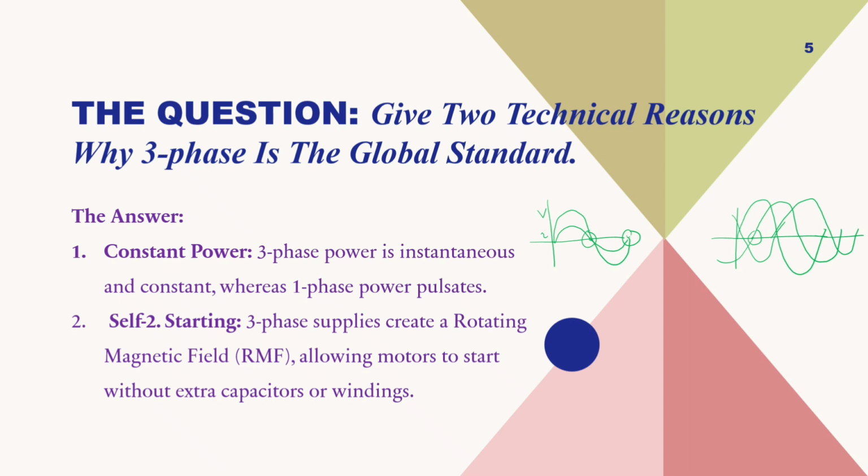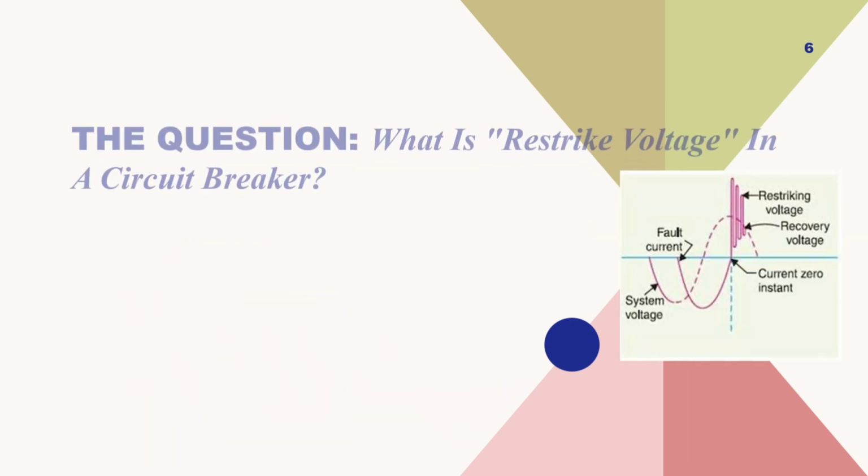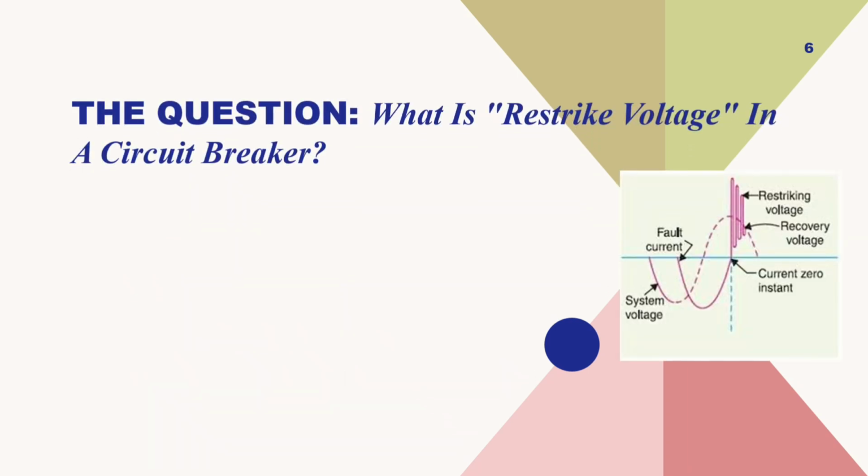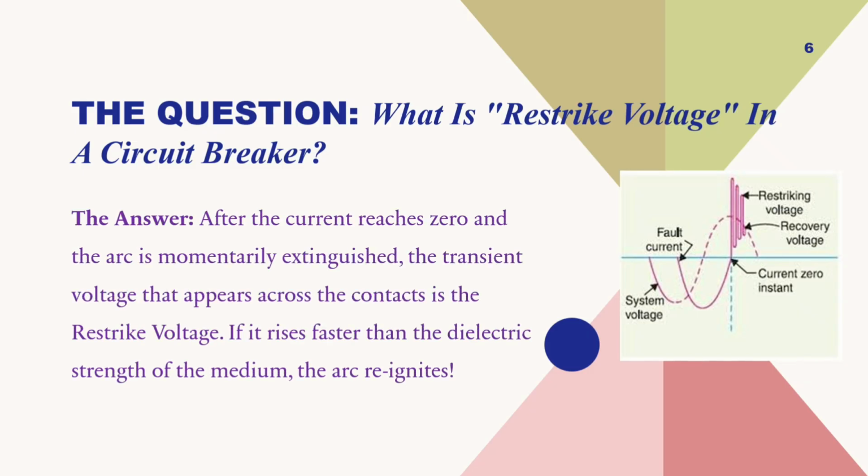Moving on to the next question. What is restrike voltage in a circuit breaker? Let's see the answer. After the current reaches zero and the arc is momentarily extinguished, the transient voltage that appears across the contacts is called the restrike voltage. So if it rises faster than the dielectric strength of the medium, the arc reignites.